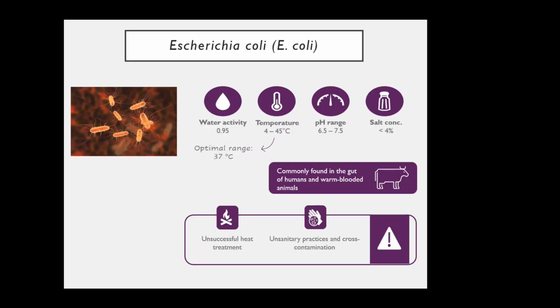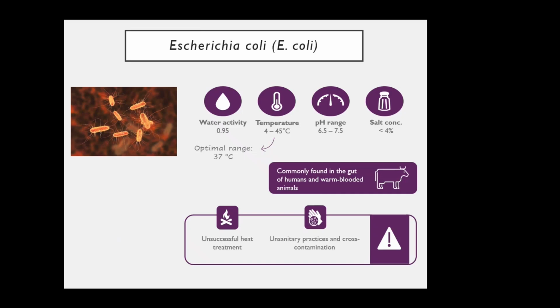Another pathogen is called Escherichia coli, or E. coli in short. It also has a quite high water activity and will also grow at a temperature between 4 and 45 degrees Celsius, but will grow optimally at body temperature. It grows optimally at neutral pHs and cannot grow in high salt concentrations.